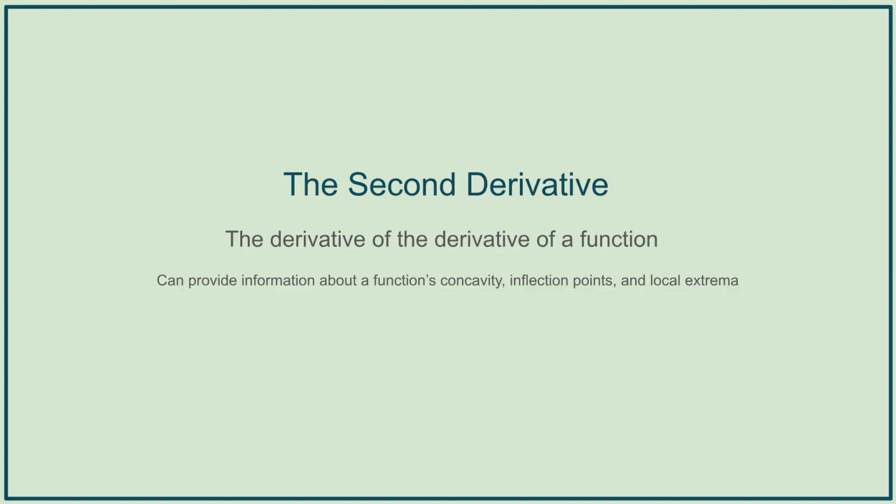The subject we chose for our math story is the second derivative, and the definition of that is the derivative of a function. And this can be used to provide information about a function's concavity, inflection points, and local extrema.